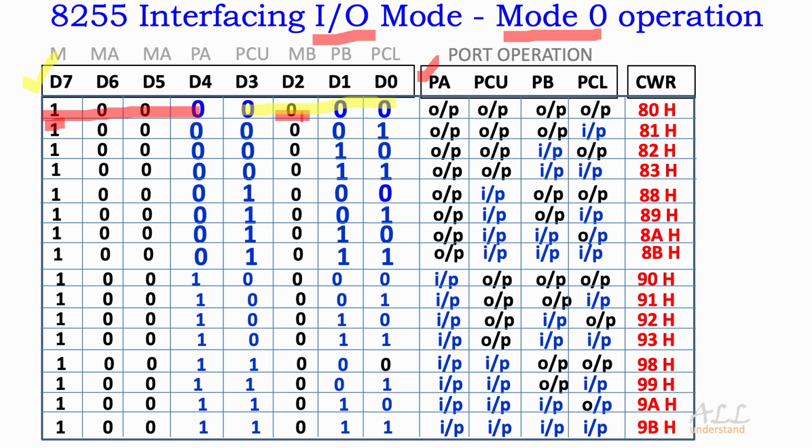So this is the entire I/O mode operation in mode 0. Port A as an output port and their combinations. Port A as an input port, and the input port operations. You observe this, this is the output port series, and this is the input port series. So this is the entire mode 0 operation, to understand how mode 0 operation works. Thank you.